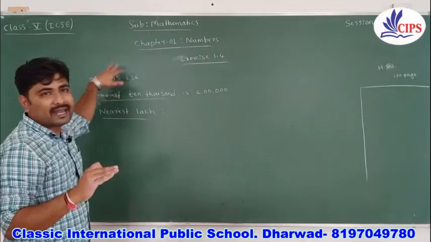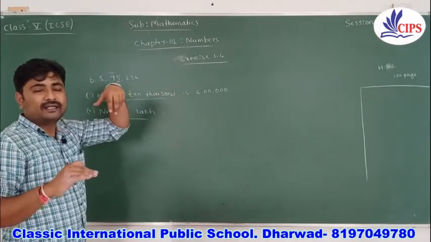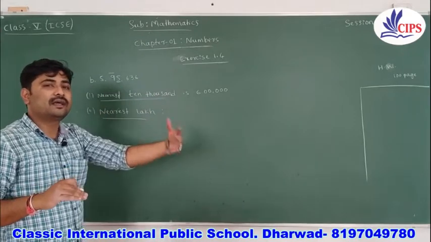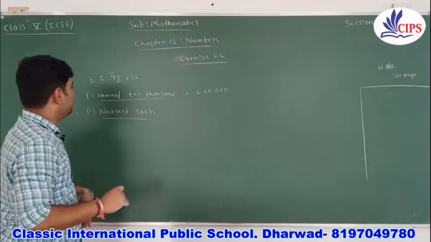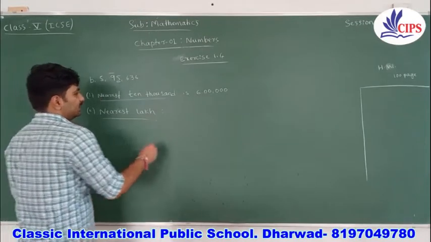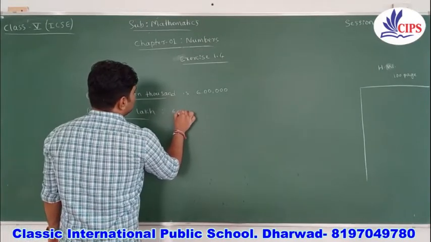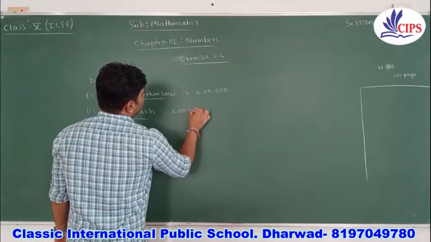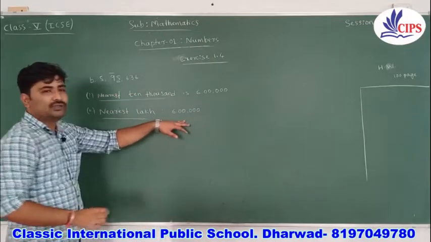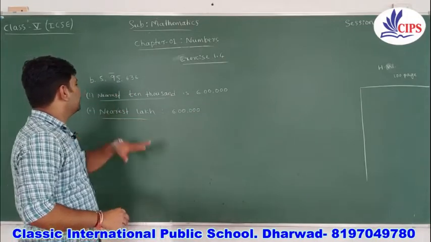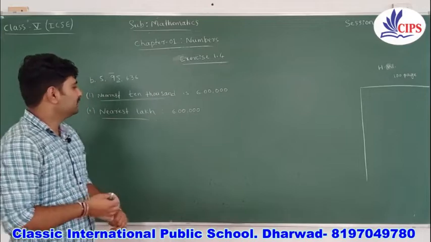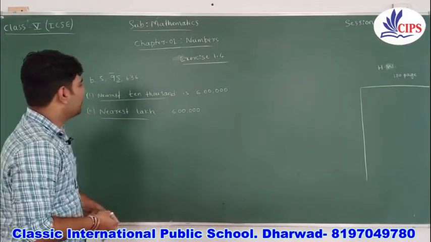See, this is 5 lakh something, that is 5,95,000. Its nearest, that is the highest lakh multiple, will be 6 lakh, right? After 5 we will come across 6. So here comes 6 lakh. See, both for nearest 10,000 and nearest lakh, 6 lakh is the answer.